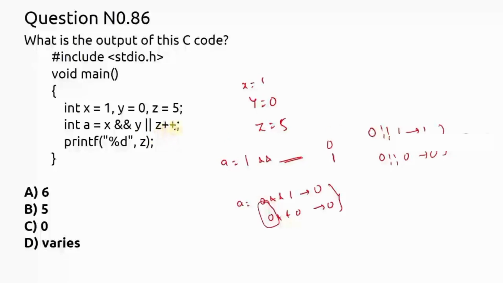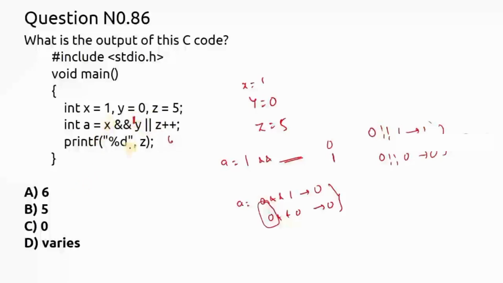So what is this? Z plus plus. Plus plus has higher priority than this. So Z plus plus means the Z value will be 6 here. Now it will take 6 here. That is the value 0 or 6, that is 0 or non-zero. The value will become 1. So this value total will become 1.